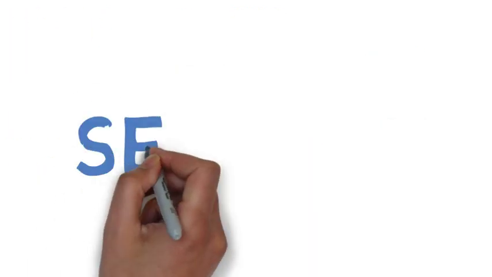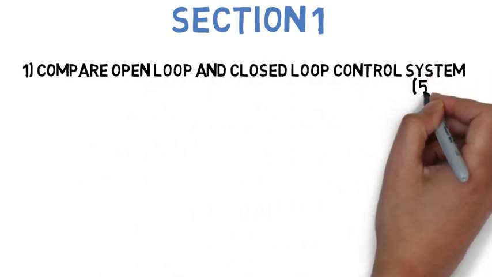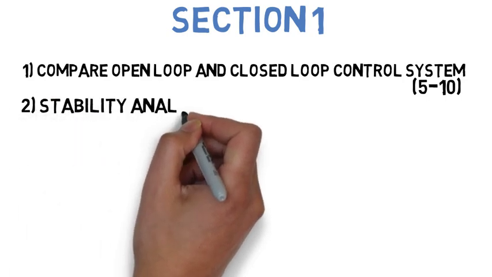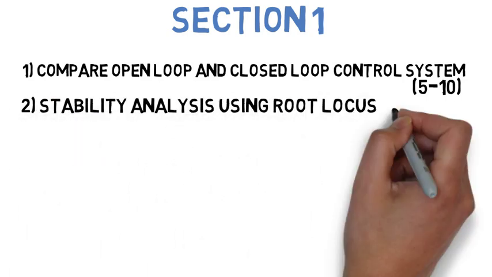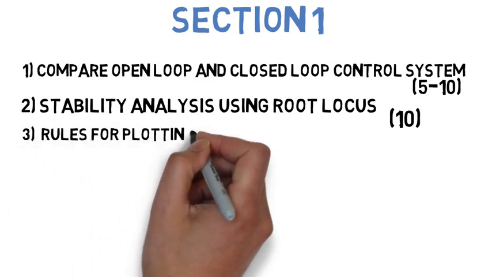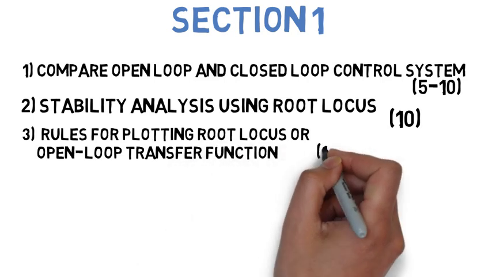So let's get started, wherein the first question is compare open loop and closed loop control systems. Okay, this can come for 5 to 10 marks. Next is write the numerical for stability analysis using root locus. This can come for 10 marks. Next is write the numerical for rules for plotting root locus or open loop transfer function. This can come for 10 marks.